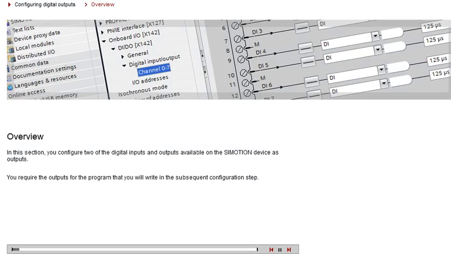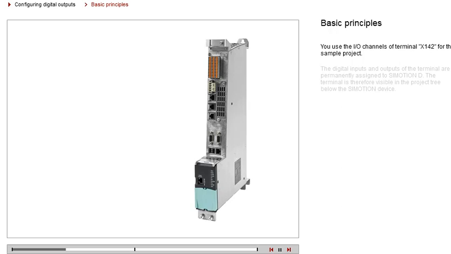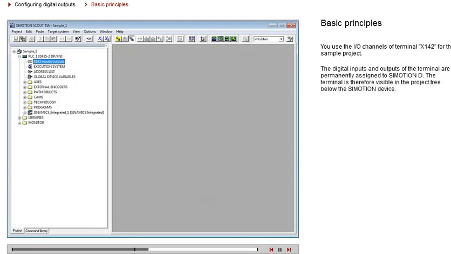In this section, you configure two of the digital inputs and outputs available on the Simotion device as outputs. You require the outputs for the program that you will write in the subsequent configuration step. You use the digital inputs and outputs of terminal X142 for the sample project. These channels are permanently assigned to Simotion D. The terminal is therefore visible in the project tree below the Simotion device.